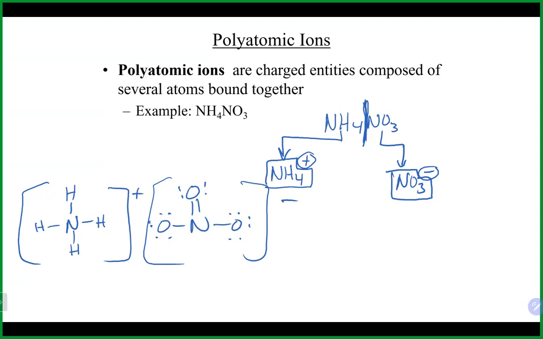These guys have special names that go with the formulas. So for example, our NH4 plus is what is known as the ammonium ion. Not to be confused with ammonia that we just saw, which is NH3, no charge. This is NH4 with a +1 charge. This guy right here is the nitrate ion.